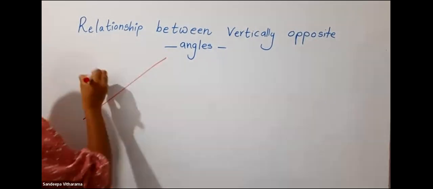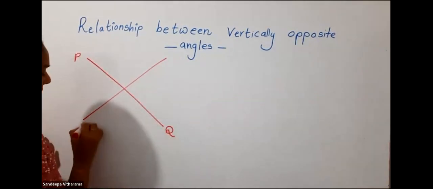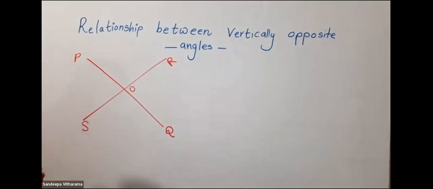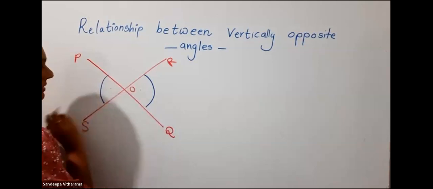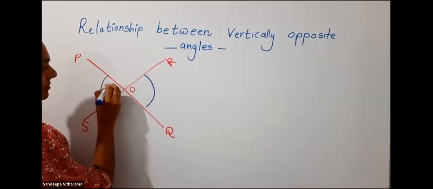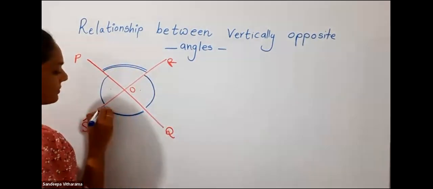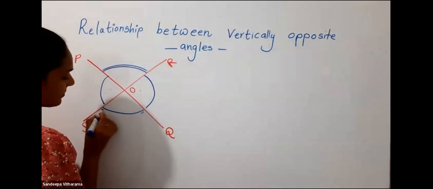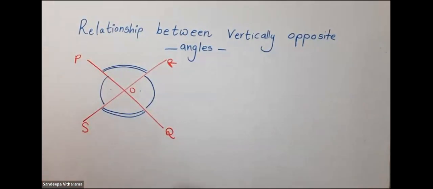Then look at two straight line segments meeting each other. P, Q, S, R. Okay, they meet each other at point O. Then you can see a pair of vertically opposite angles formed like this, and another pair of vertically opposite angles formed like this. Okay. The magnitudes are different. So what is the relationship between vertically opposite angles?